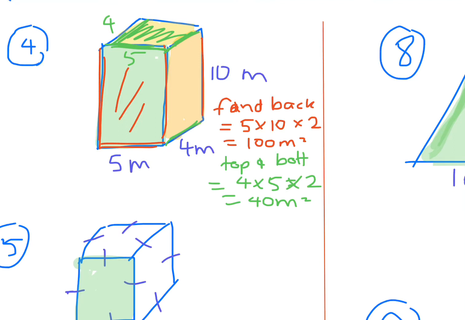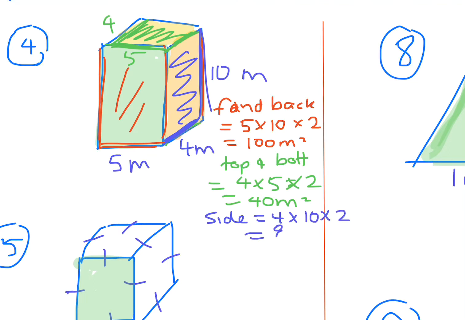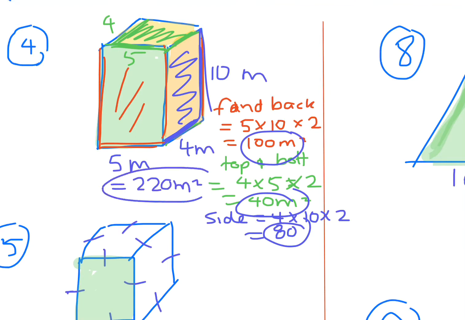And then finally, we want to do this one here. So we want to do the other side. So the other side, we have 4 there, 10 there. So 4 times 10, but there are 2 of those, so that's 80. So 100 plus 80 is 180, plus 40 would be 220 metres squared altogether for the surface area.